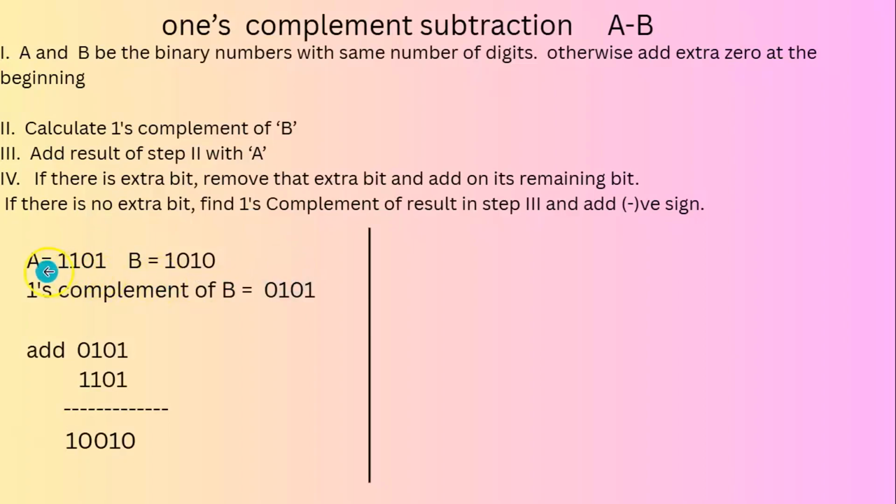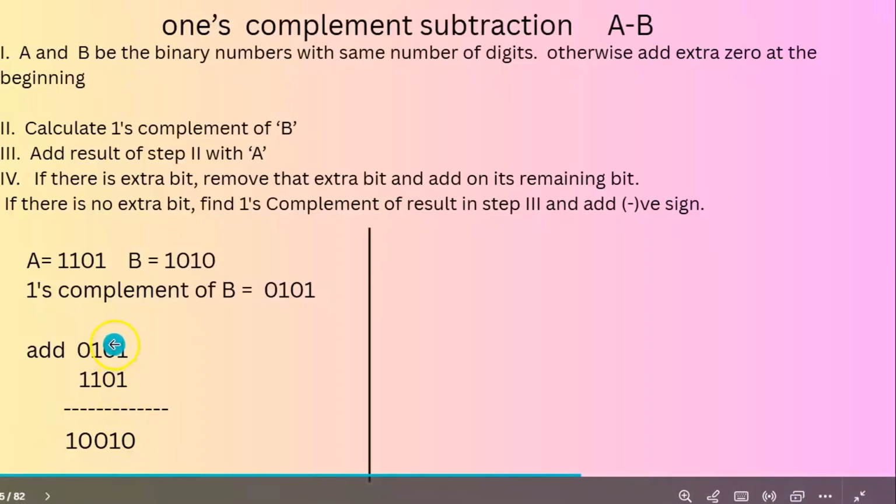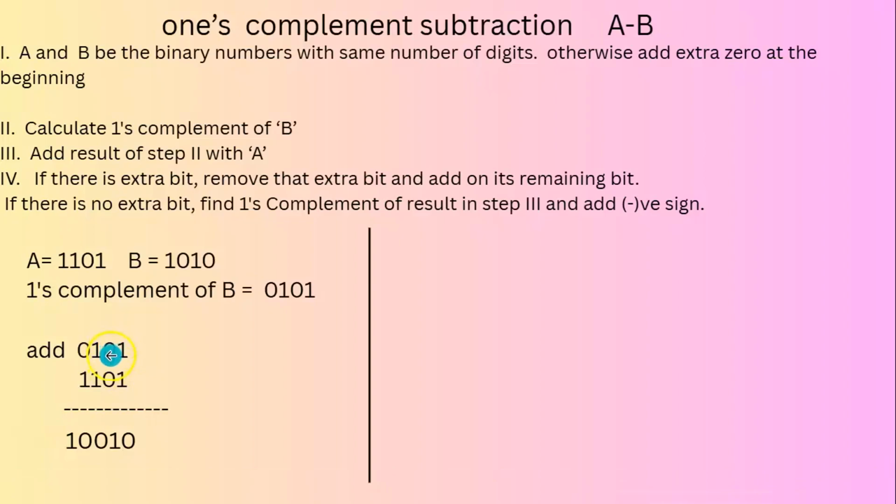For example, take A equal to 1101 and B equal to 1010. So you take 1's complement of B. You know how to calculate the 1's complement, so invert each bit and you get 0101. Now you add these two numbers. When you add them, 1 plus 1 becomes 10. So you put 0 here and 1 will be carried to this bit. Here the other bits are 0, so you just put 1.